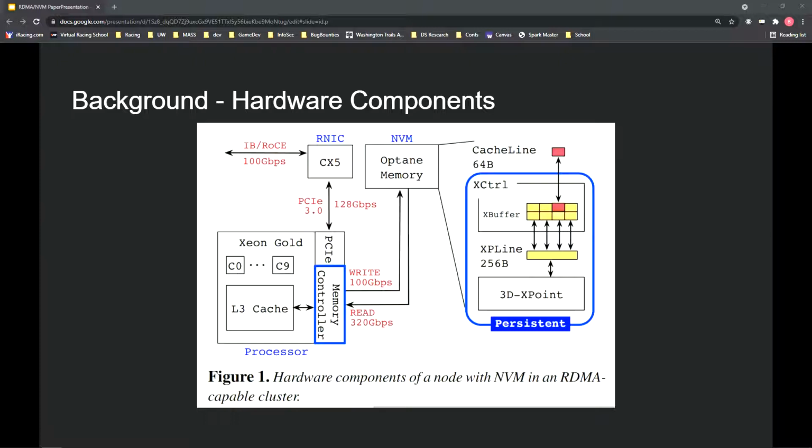And then the last thing to note regarding the NVM is that it has asymmetric performance features. Its read is much faster than its write at 320 gigabits per second versus 100 gigabits per second. And sequential write has a higher bandwidth than random write due to the X buffer. And lastly, the two, being NVM and the RDMA-capable NIC, communicate via the PCIe bus.